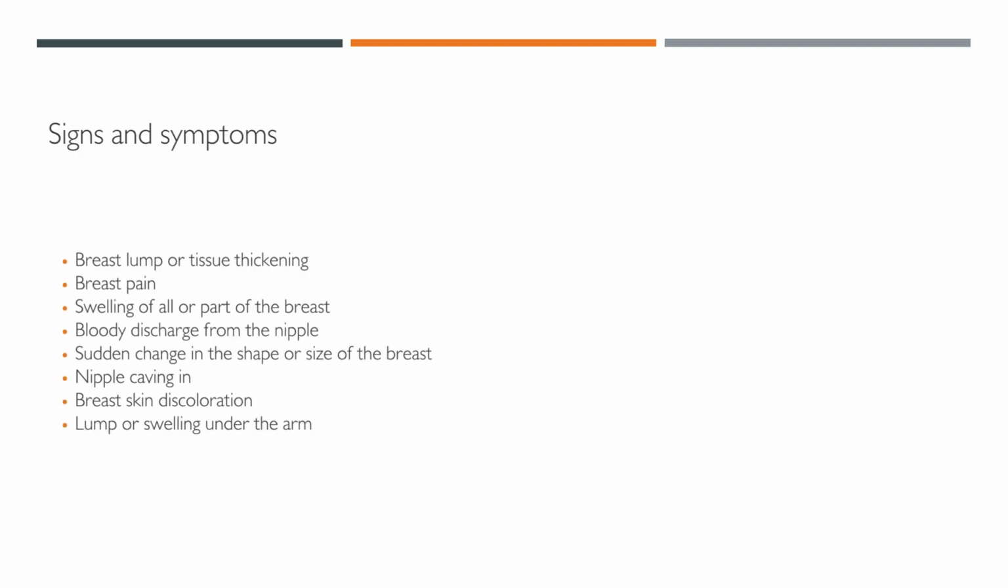Signs and symptoms. Some signs and symptoms could include breast lump or tissue thickening, breast pain, swelling of all or part of the breast, bloody discharge from the nipple, sudden change in the shape or size of the breast, nipple caving in, breast skin discoloration, lump or swelling under the arm.